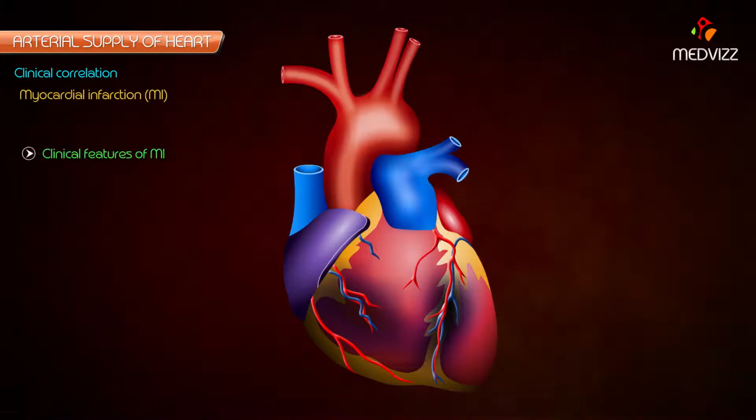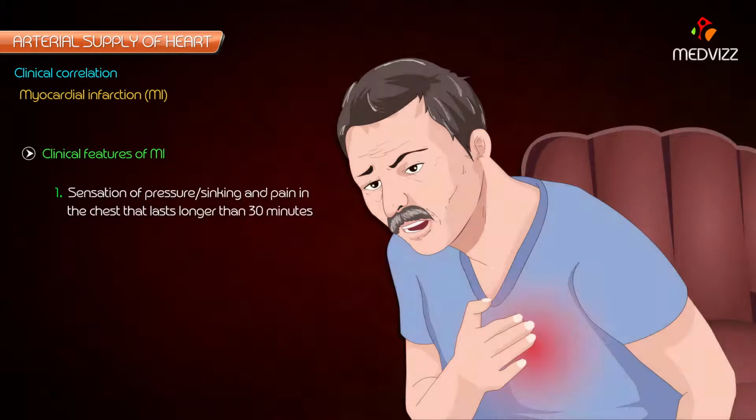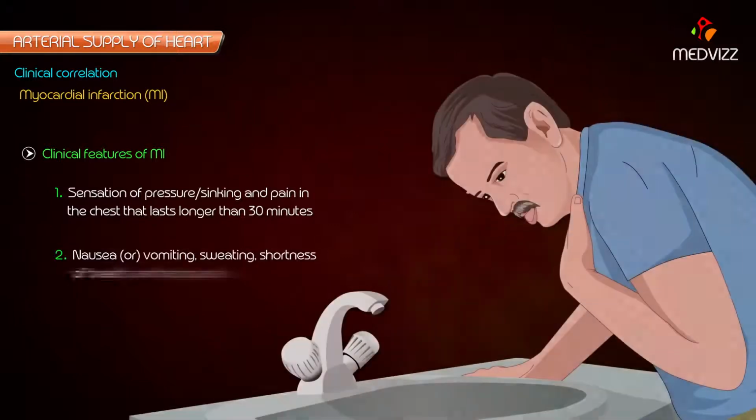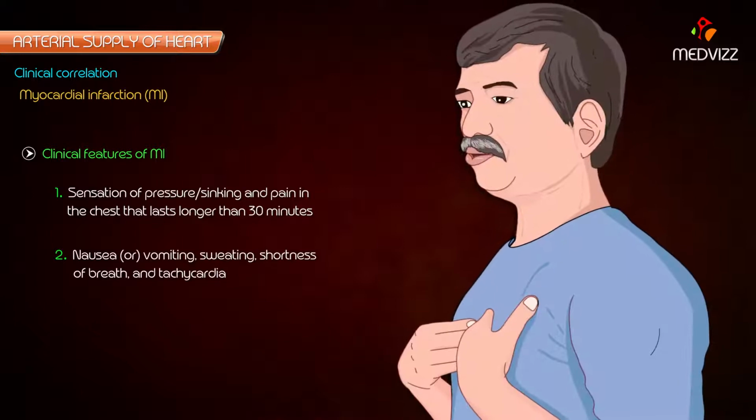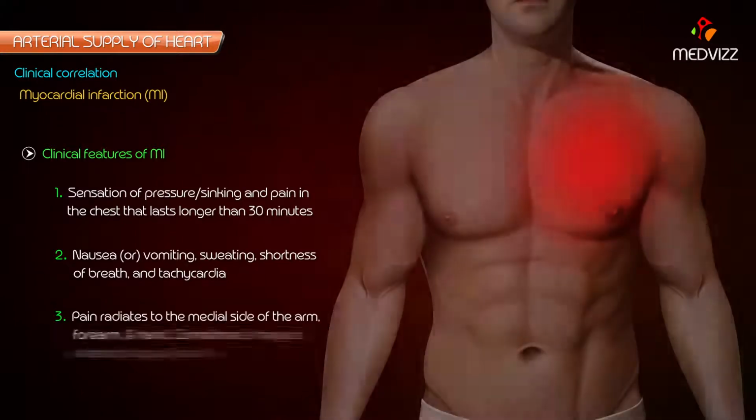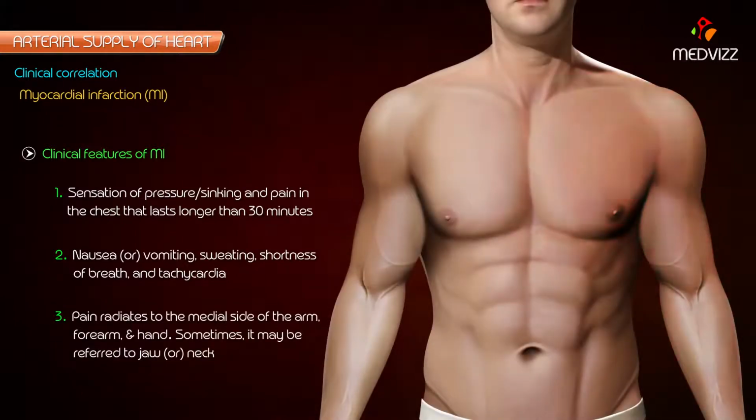The clinical features of myocardial infarction are as follows: a sensation of pressure or sinking and pain in the chest that lasts longer than 30 minutes, nausea or vomiting, sweating, shortness of breath, and tachycardia. Pain radiates to the medial side of the arm, forearm, and hand. Sometimes it may be referred to jaw or neck.